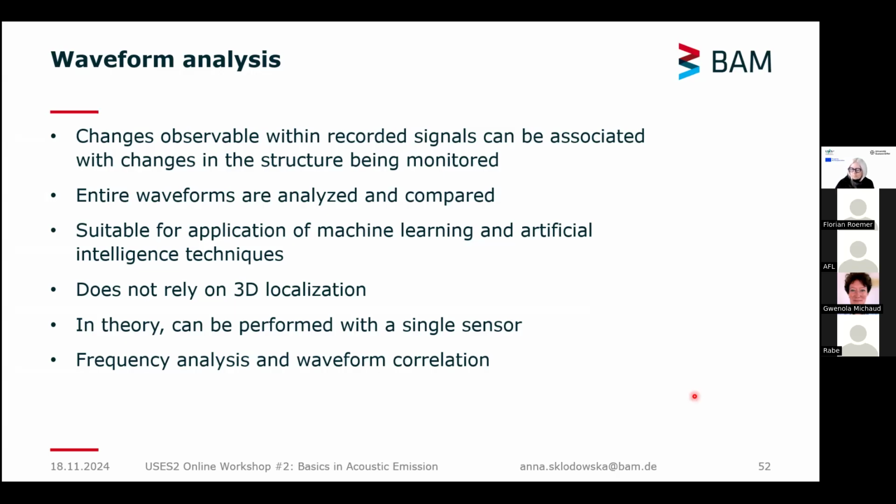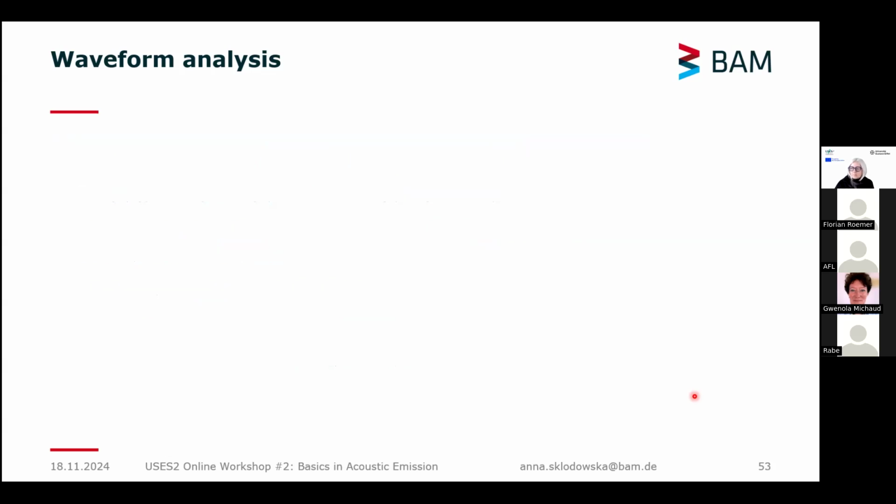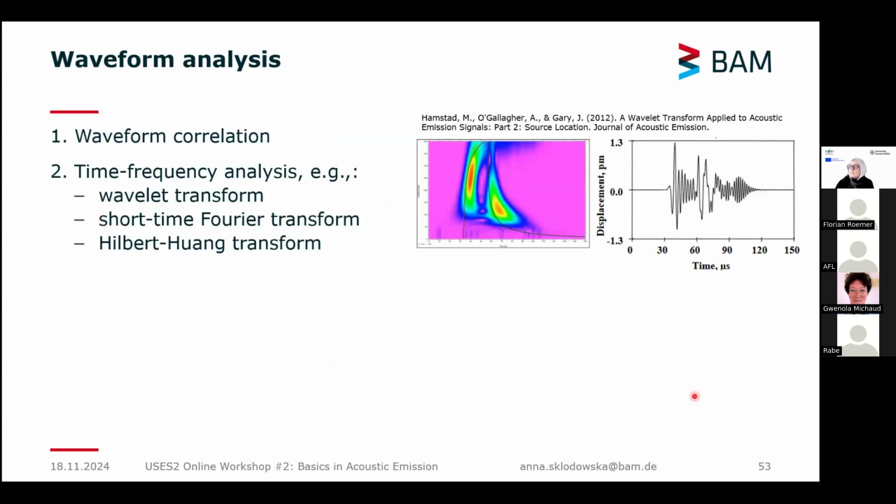However, it's advised to use more sensors. And we have two main types: frequency analysis and waveform correlation. As I said, there are several types. I will not go into much detail, I'll just list them so you have a general overview. So we have waveform correlation. We have different types of time-frequency analysis, like the wavelet transform or the short-time Fourier transform, or other types of time-frequency transforms. There are plenty of them.